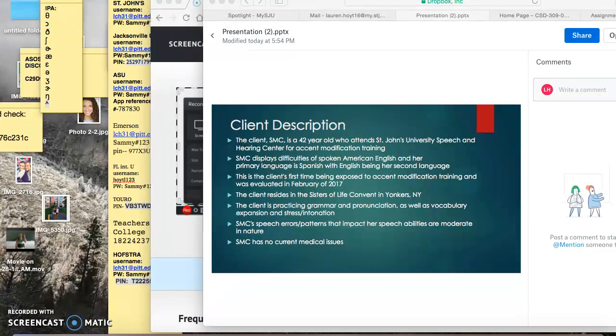The client resides in the Sisters of Life Convent in Yonkers, New York. She is practicing grammar and pronunciation, as well as vocabulary expansion and stress and intonation. Her speech errors and patterns that impact her speech abilities are moderate in nature. She has no current medical issues.